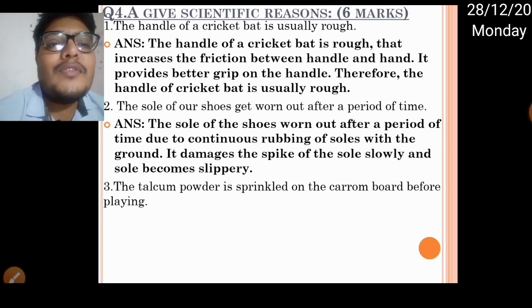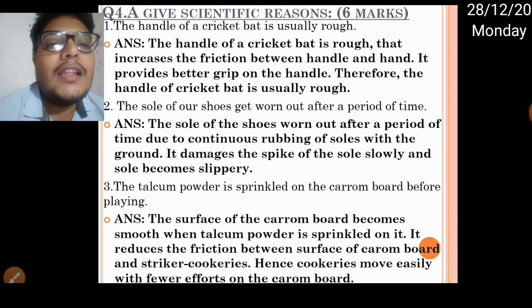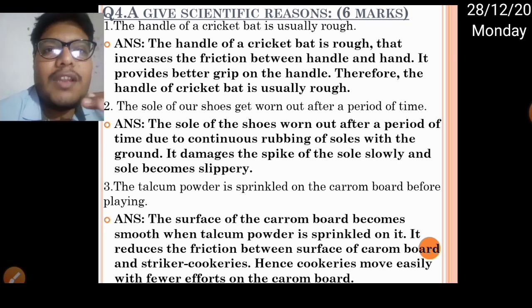Talcum powder is sprinkled on the carom board before playing, right? Why? There also we are reducing the friction, so we can play well. See the answer here. The surface of the carom board becomes smooth when talcum powder is sprinkled on it. The surface becomes smooth, right? And we all know that the carom board is made of wood, and wood is a little bit rough. That is why we are decreasing the friction there by sprinkling powder.